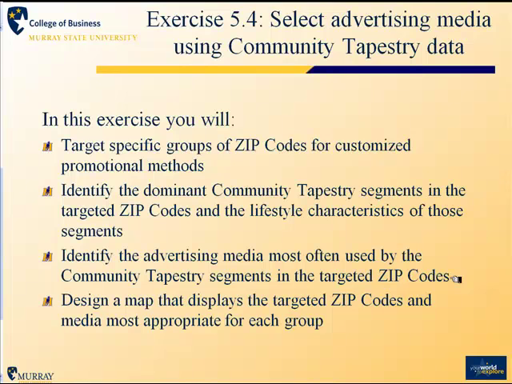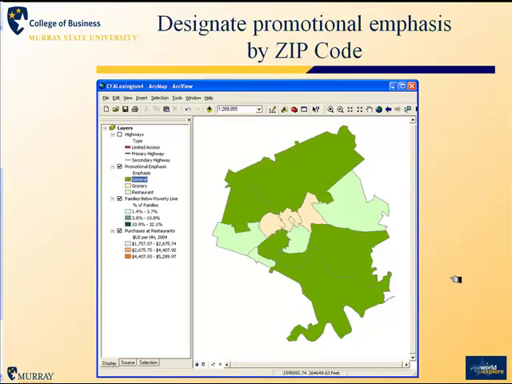You'll look at the tapestry segments in those zip codes and their lifestyle characteristics to give you some idea how they respond to media attention. And you will identify the media that they most often are exposed to and indicate how those media are distributed across the city in a map.